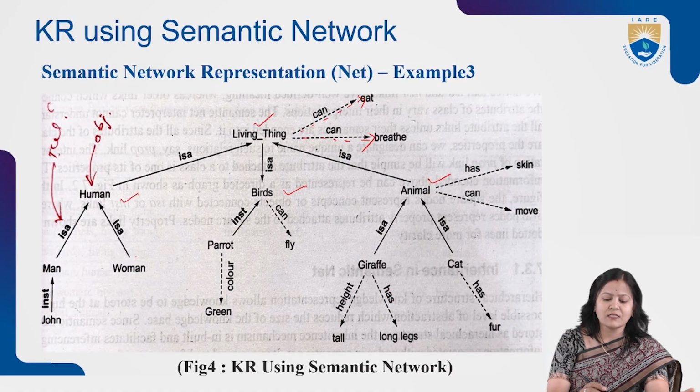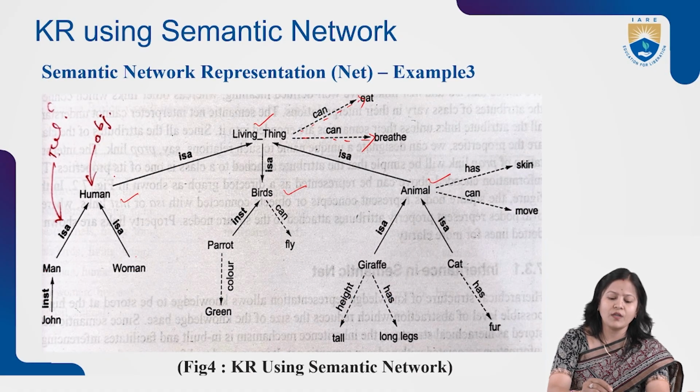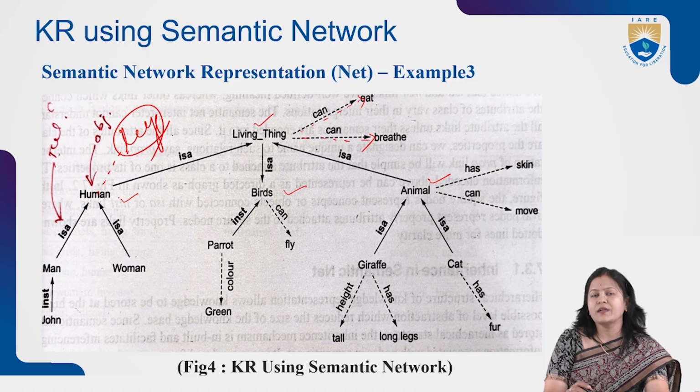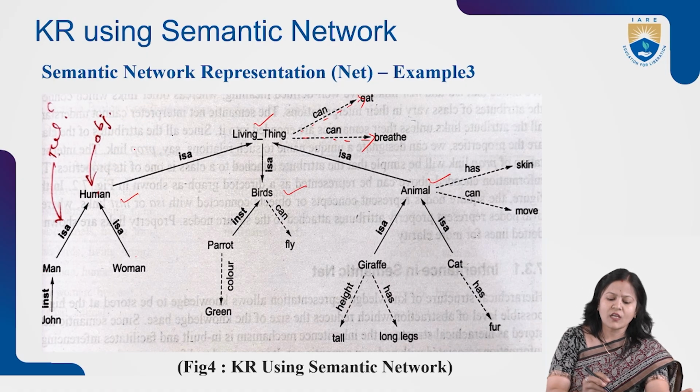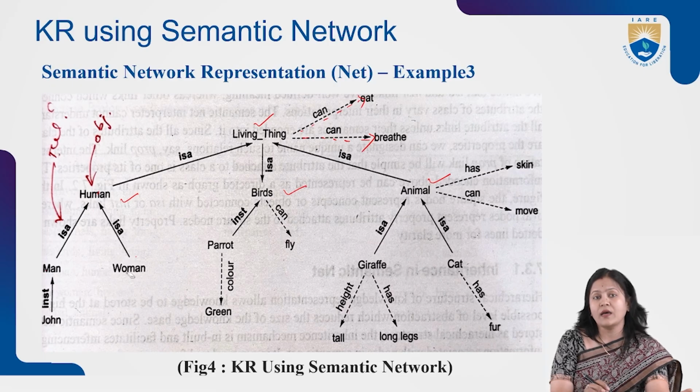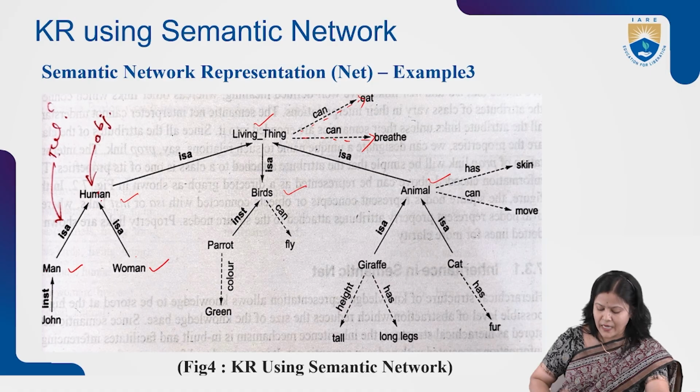Two legs is not represented here. If you want, you can represent it like this, legs, but it is not mandatory here. But man and woman are two classes which come under human, so you have to represent them as subclasses. The relationship is "is a".